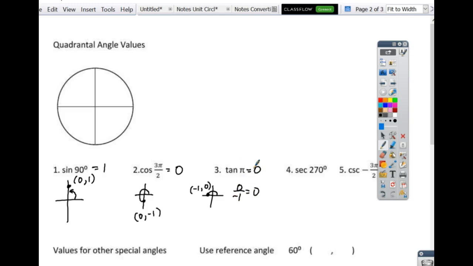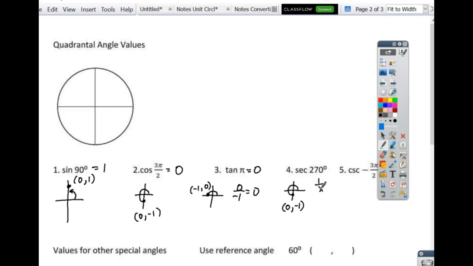So now I'm going to do the secant of 270. So the first thing you're going to do before we start is this. Here's 270. I know that. What's my point at 270? 0 and negative 1. So the secant, what is it the inverse of? So take a look. What is the secant? So it's 1 over x.